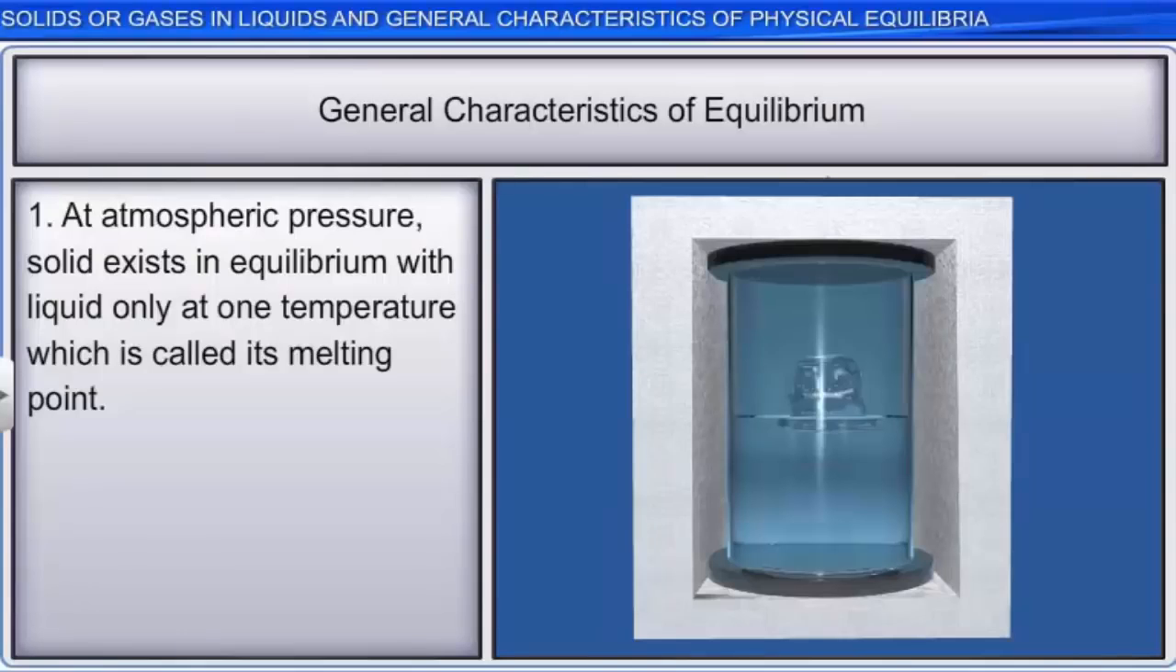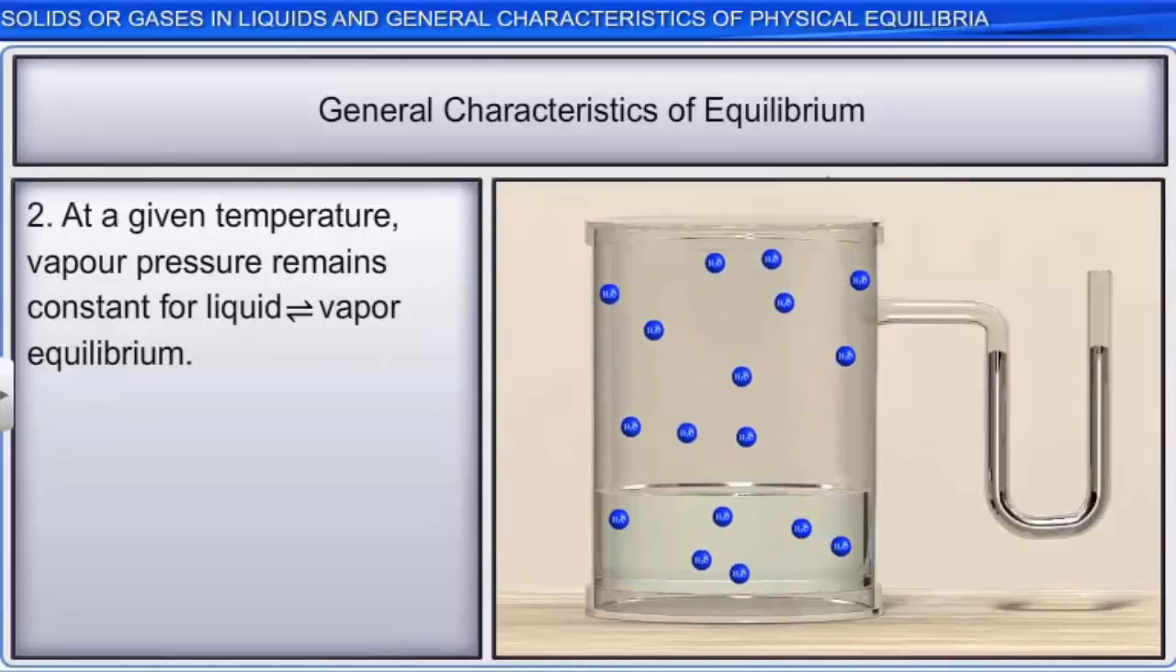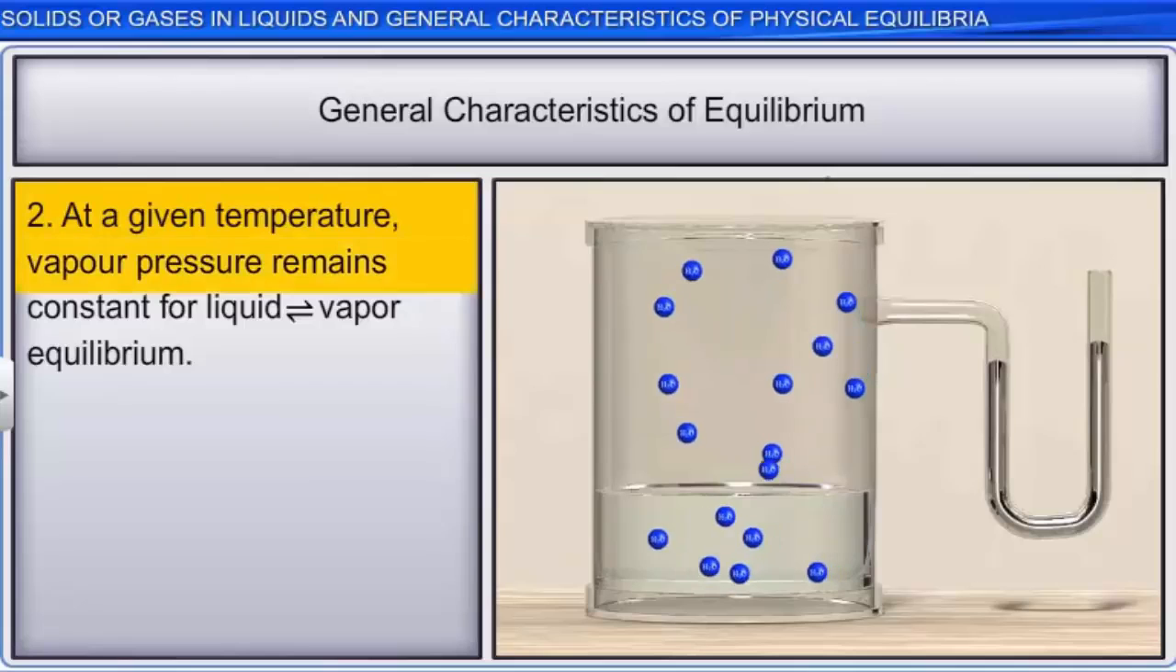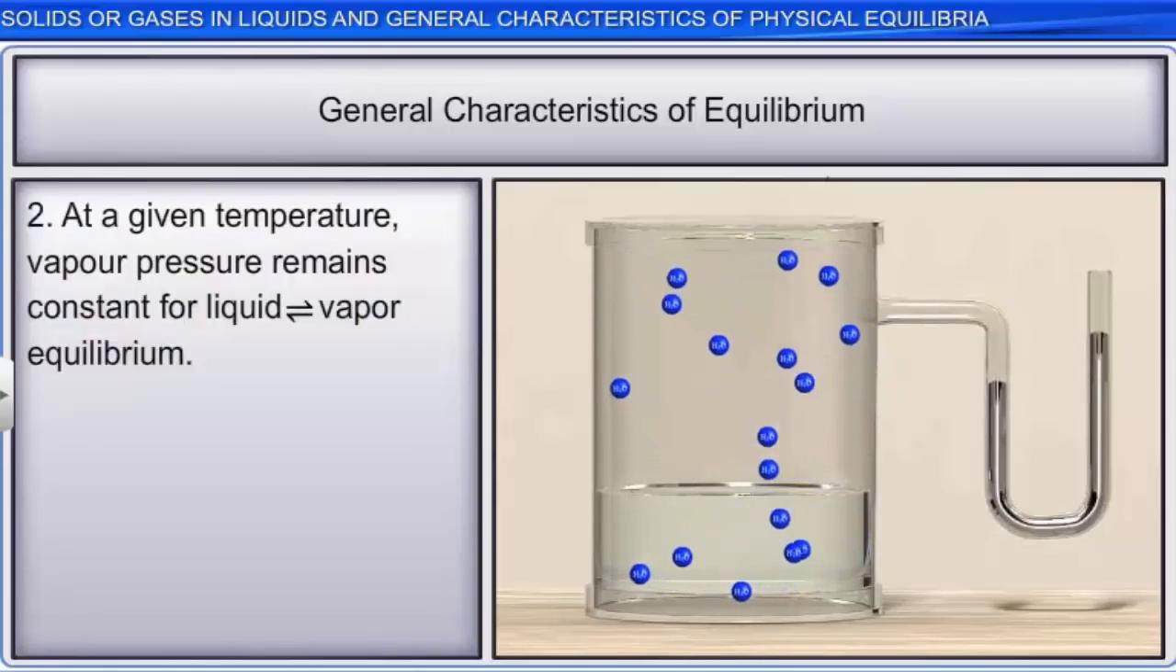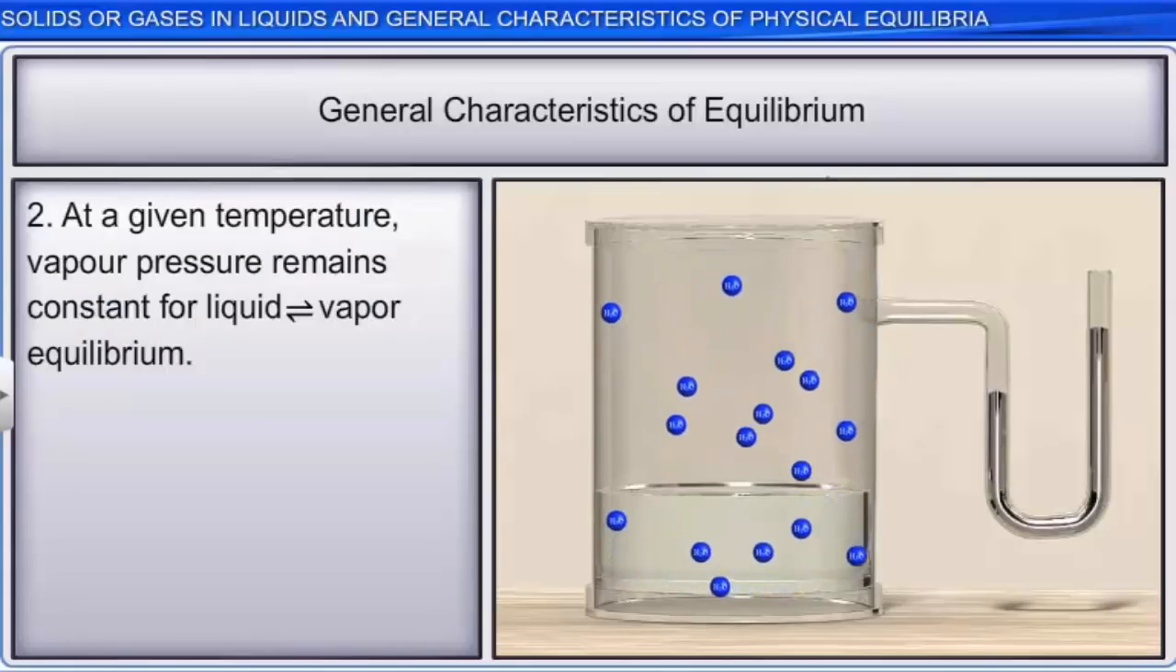Thus, we can summarize the general characteristics of equilibrium in physical processes as: at atmospheric pressure, a solid exists in equilibrium with a liquid only at one temperature, which is called its melting point. For example, at atmospheric pressure, ice exists in equilibrium at 273 Kelvin. At a given temperature, vapor pressure remains constant for liquid-vapor equilibrium. For example, in equilibrium between water and water vapor, the vapor pressure of water remains constant at a given temperature.